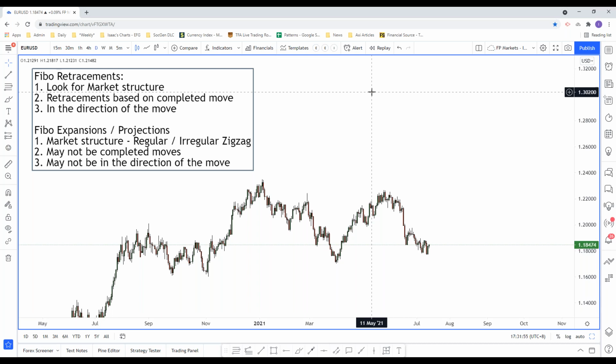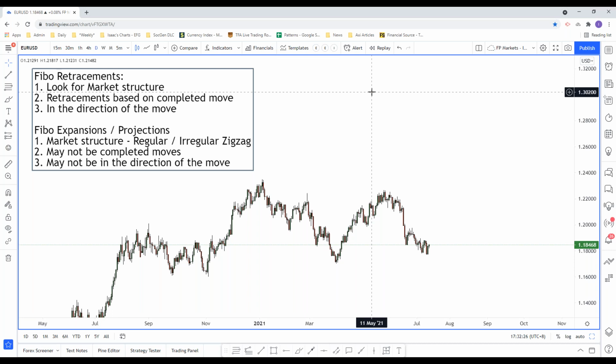Which one is a bit more discretionary. All right. Now Fibo expansions, projections, for me, based on my experience, I feel that they work better if you actually understand Elliott wave movements better. The reason is because Elliott waves does look at triangle patterns, and does look at a lot of zigzag patterns. You have regular zigzags in a triangle, you have irregular zigzags.